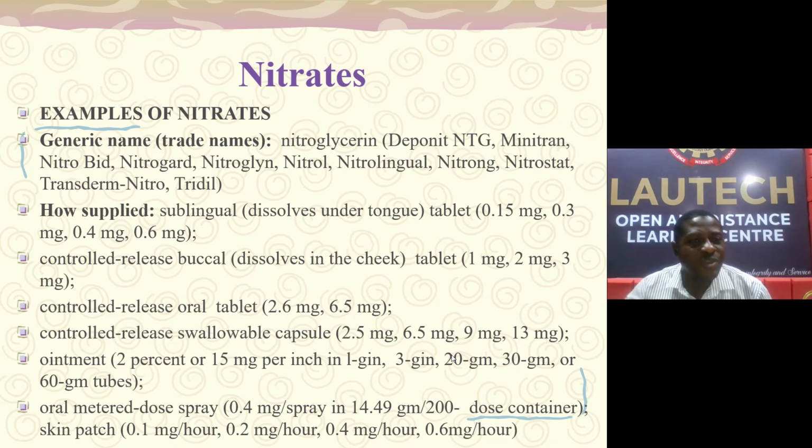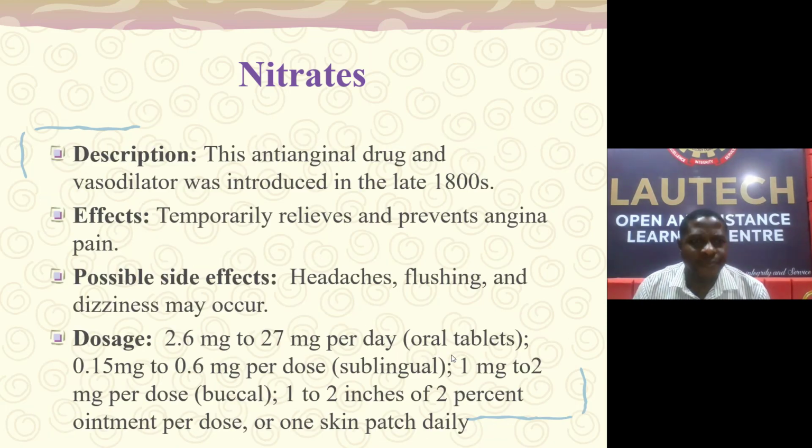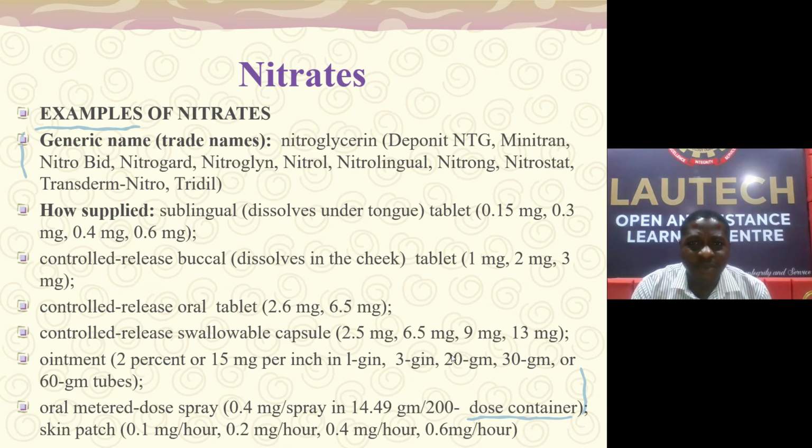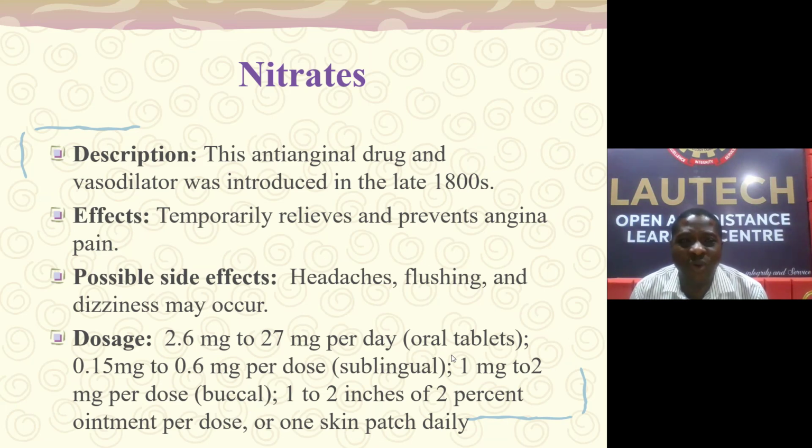It can also be supplied as a skin patch of 0.1 milligram per hour, 0.2 milligram per hour, 0.4 milligram per hour, or 0.6 milligram per hour. The description of this particular group of drugs is that these anti-angina drugs and vasodilators were introduced in the late 1800s, so they have been in use for a long period of time. The effects are temporary relief and prevention of angina pains. The possible side effects are headaches, flushing, and dizziness.